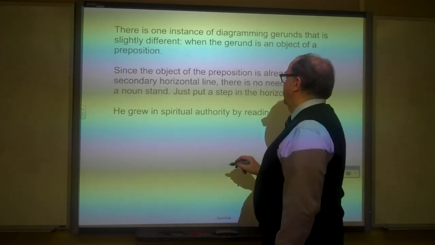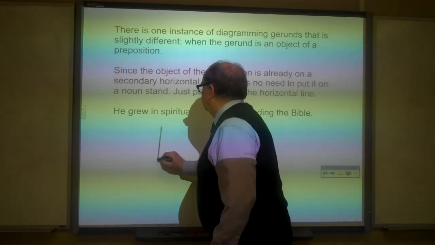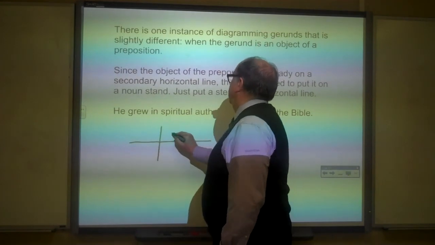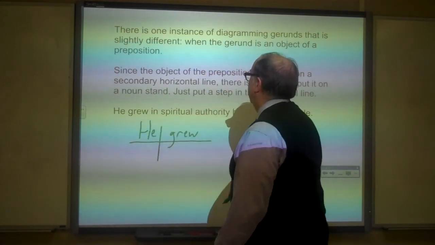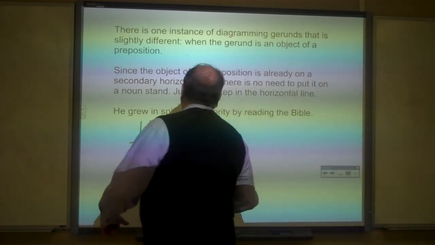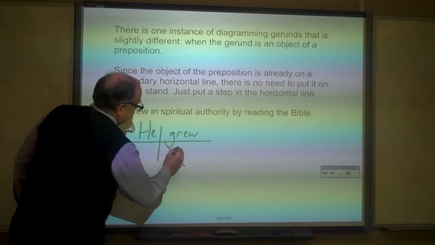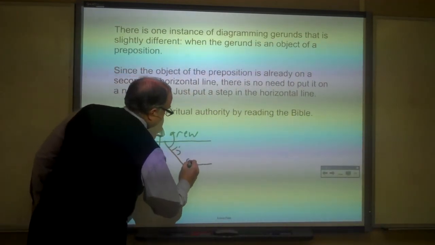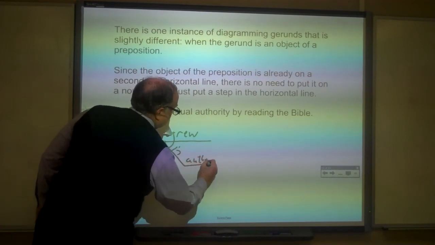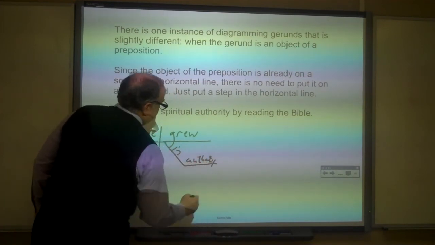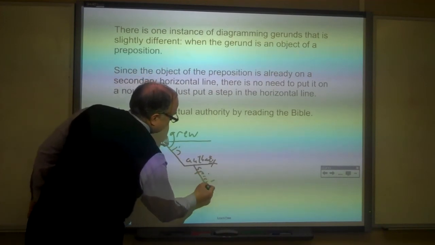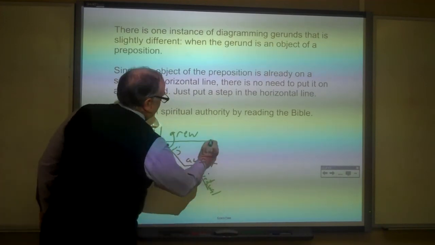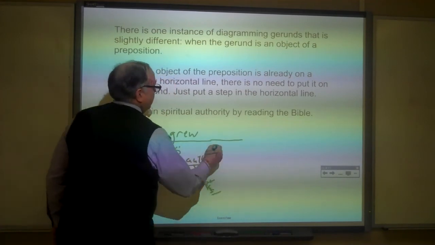Okay? So, the verb is grew. Who or what grew? He grew. Okay? And he grew in spiritual authority. So he grew in authority. Authority being the direct object of in. And spiritual modifying authority. And then by reading the Bible.